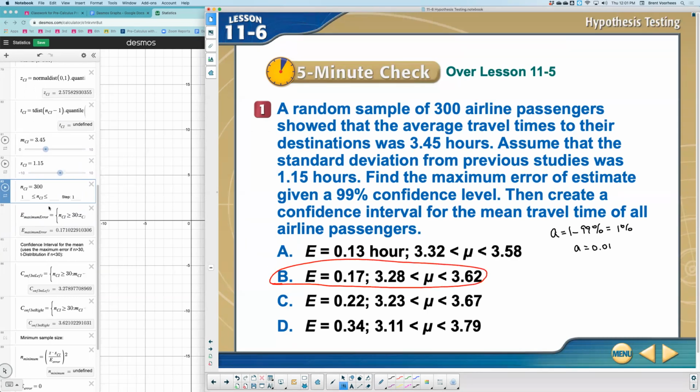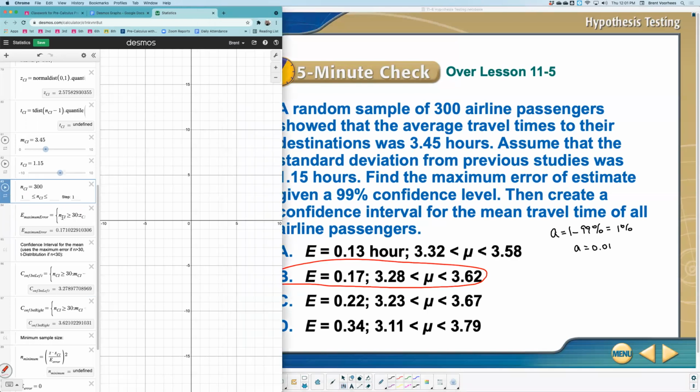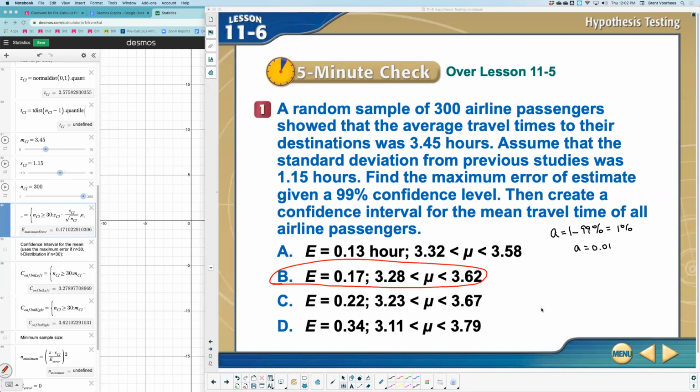And you can go back through and look at the formulas, how we come up with this. But for the maximum error, if you're dealing with more than 30 samples, you'd be using the normal distribution. You would take your Z score value that we get from the quantile function times the standard deviation of 1.15, divided by the square root of the samples, which would be the square root of 300. So the Z value for the 99th percentile multiplied times 1.15 divided by the square root of 300. And that's how we got that 0.17 right there.